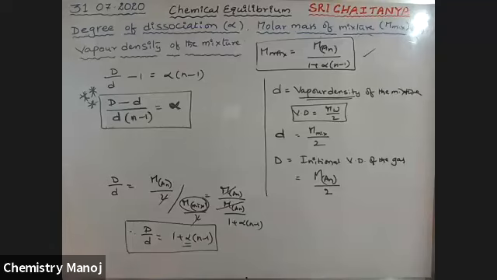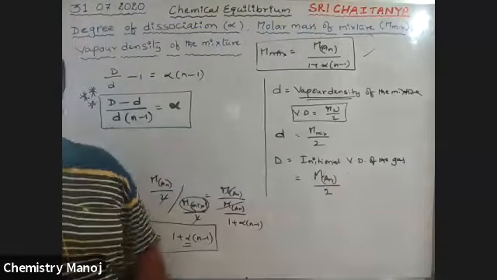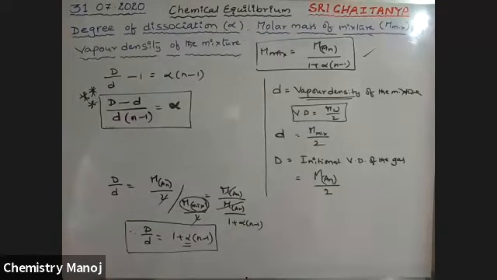So this capital D is the initial vapor density of the gas. Small d is the vapor density of the gaseous mixture at equilibrium. N is the number of moles of gaseous products. Alpha is the degree of dissociation. So it is very, very important.